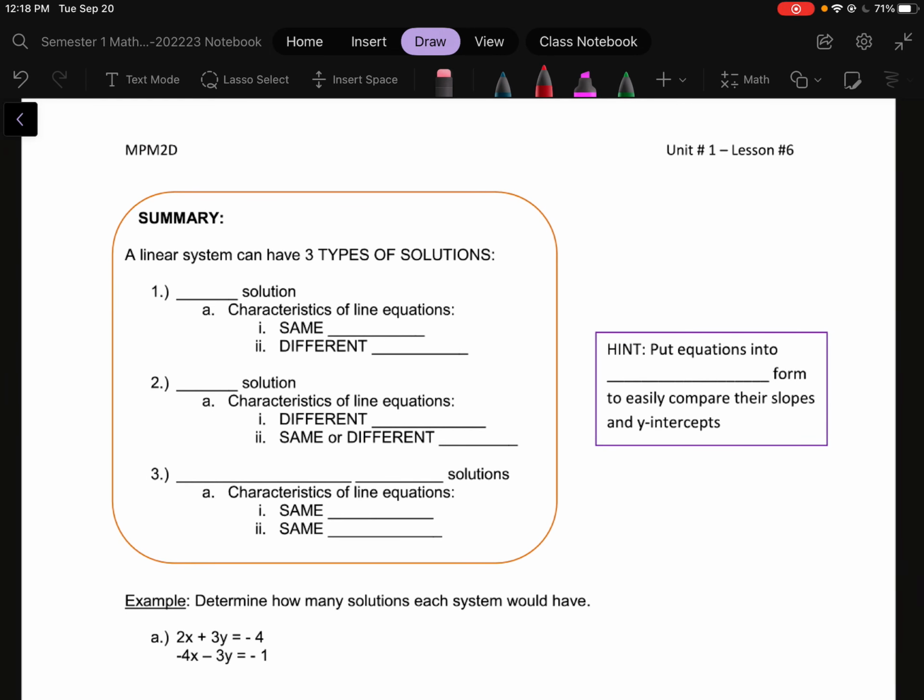So a little bit of a summary here. If we have no solutions, we have the same slope and a different y-intercept. If we have one solution, we're going to have different slopes and the same or different y-intercept. And if we have infinite or many solutions, we're going to have the same slope and the same y-intercept. Remember, a little hint here: always put it into y equals mx plus b in order to determine and compare their slopes and y-intercepts.